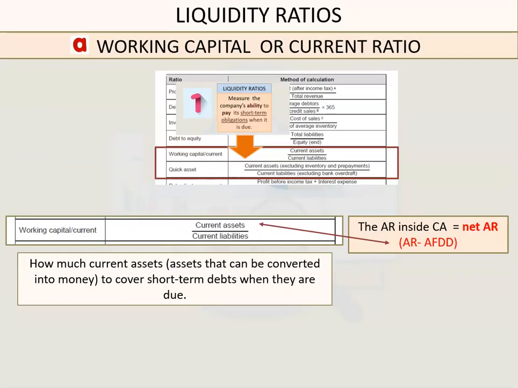Now, if you look at the working capital ratio a little bit more, in the current asset ratio, you can see that accounts receivable is a current asset, but you must take the net amount, which is accounts receivable after minusing allowance for doubtful debt. Most students might just take the accounts receivable without minusing allowance for doubtful debt. You must net the amount.